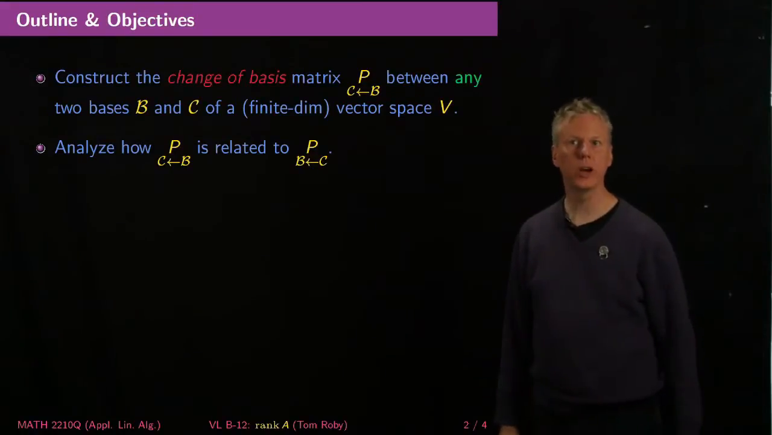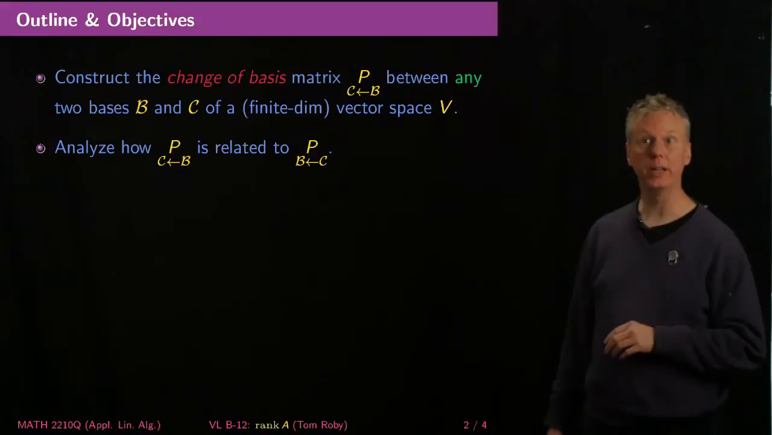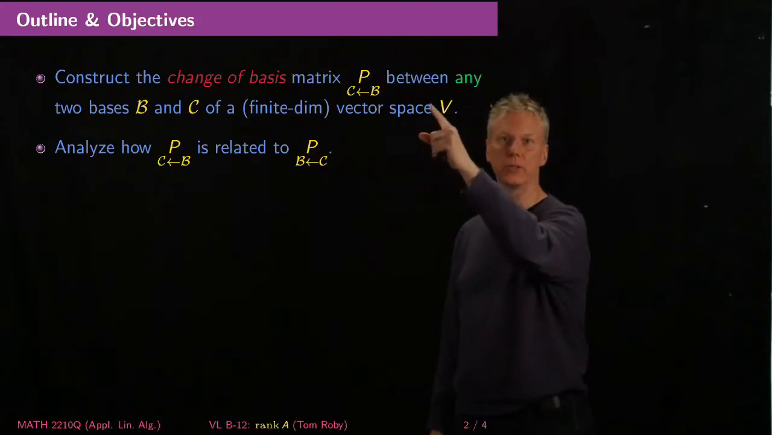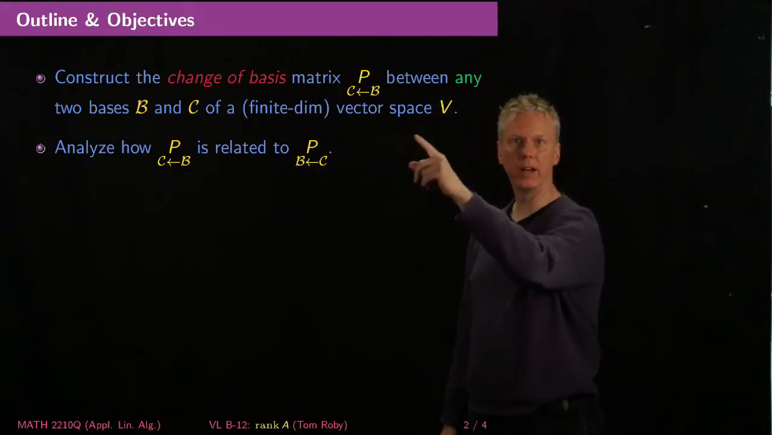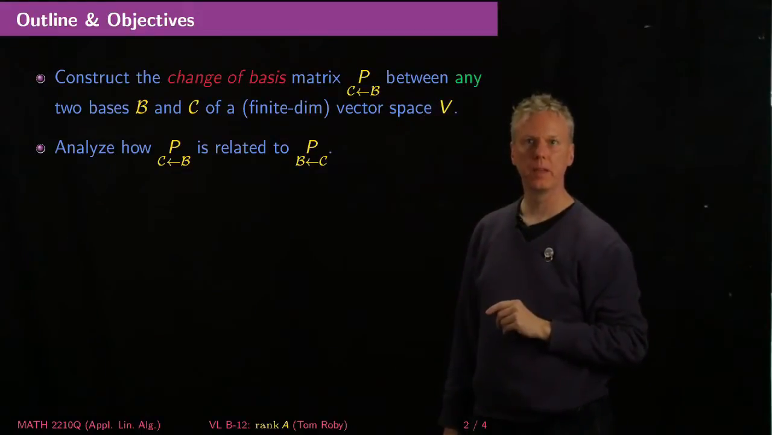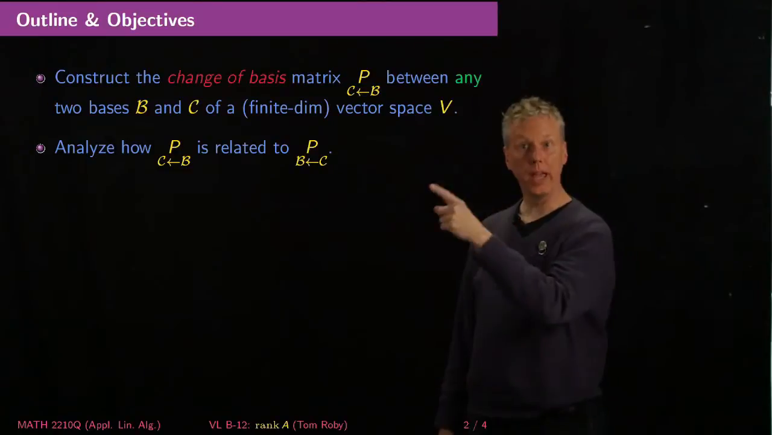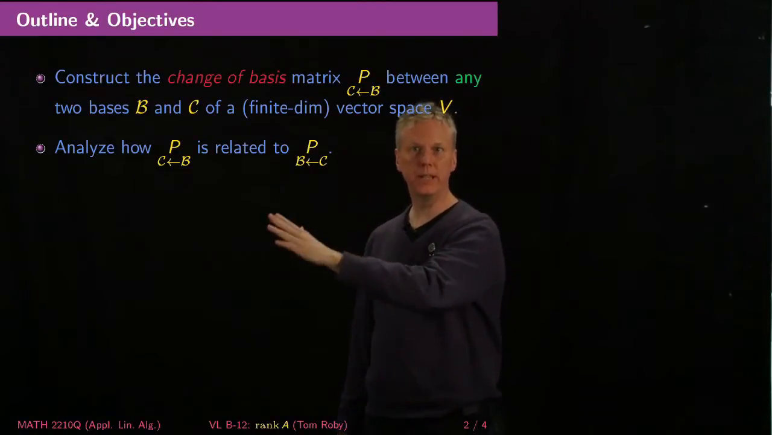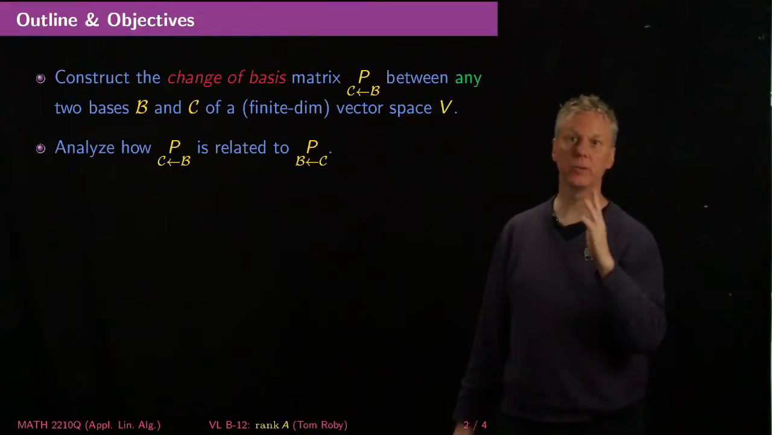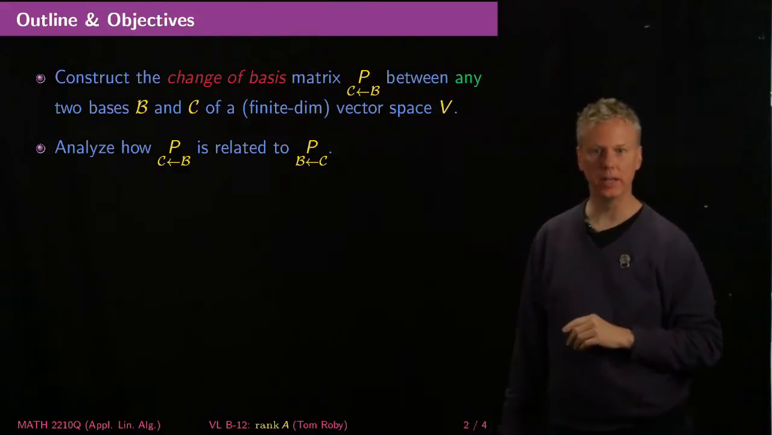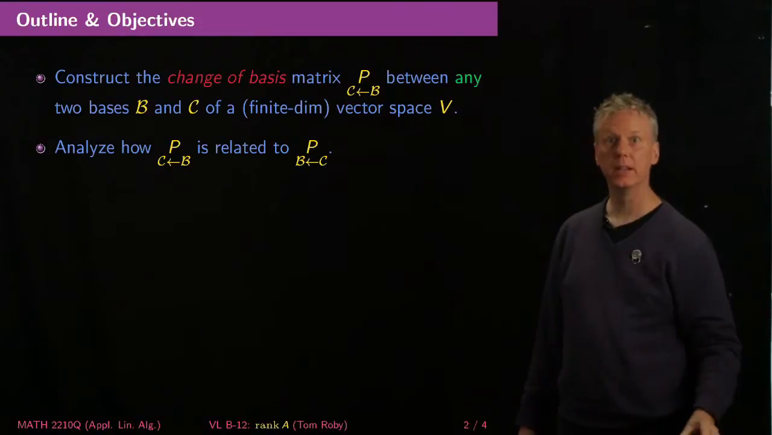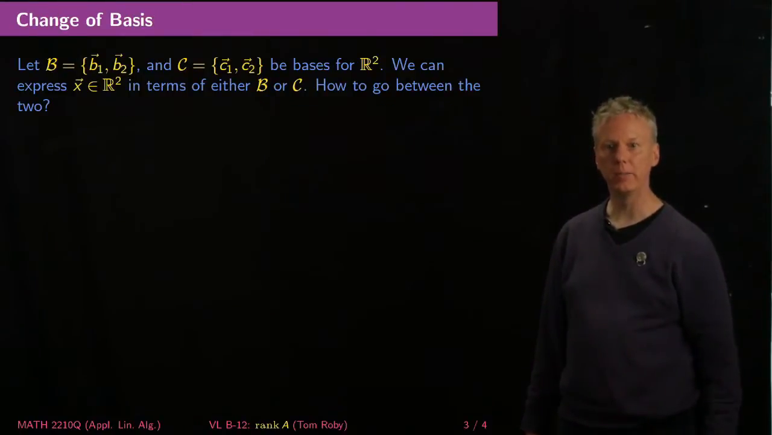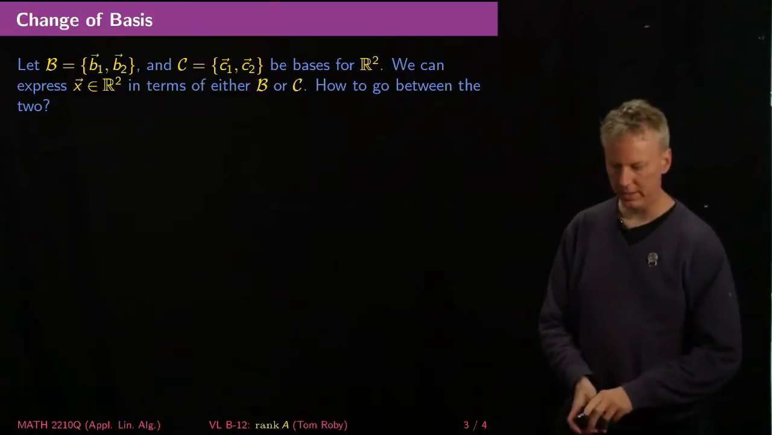First, we're going to construct a change of basis matrix between any two bases, script B and script C, of a finite dimensional vector space V. And then we'll analyze how the change of basis matrix from B to C is related to the change of basis matrix from C to B. It'll turn out to be a relationship that makes a lot of sense. And let's start with an example, just to keep all these things straight.